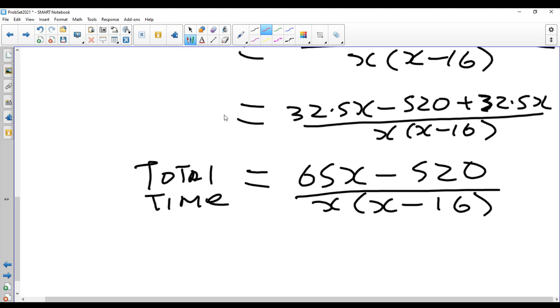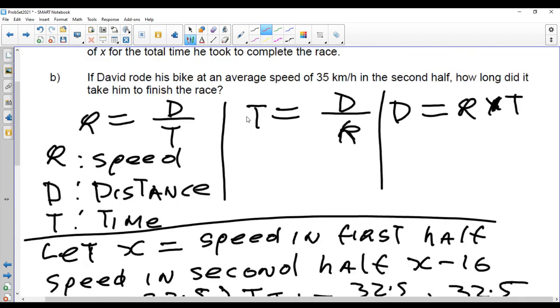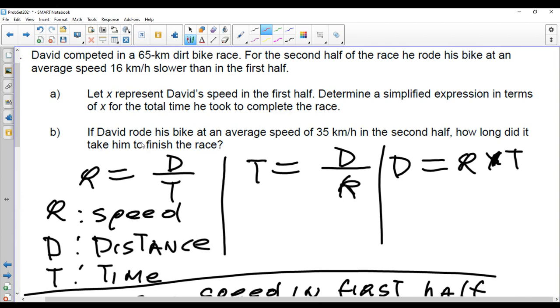Okay, here is the question now. So this is part A. I've done part A. Part A is done. Let's get to what they're asking in part B. If David rode his bike at an average speed of 35 kilometers per hour in the second half, how long did it take him to finish the race? So do we just put 35 as x into the formula? What do you say?